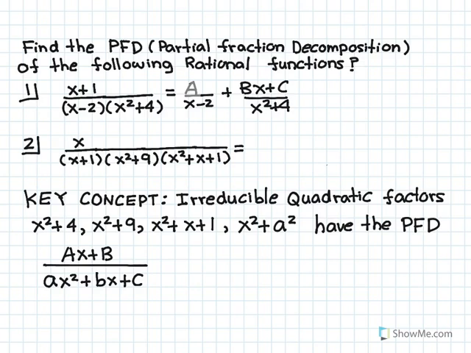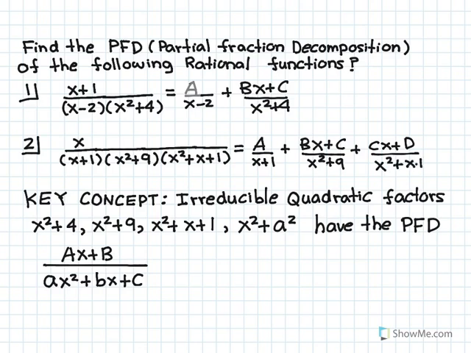Here we have x divided by x plus 1 times x squared plus 9 times x squared plus x plus 1. We have three factors. The first one, x plus 1, is a linear factor. The second factor, x squared plus 9, and the third factor, x squared plus x plus 1, are both irreducible quadratic factors. So we will apply the partial fraction decomposition, and we will get a divided by x plus 1 plus bx plus c divided by x squared plus 9 plus cx plus d divided by x squared plus x plus 1.